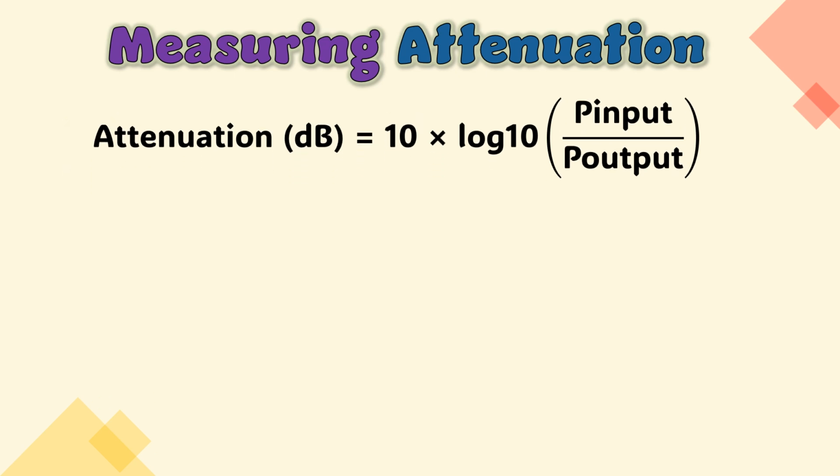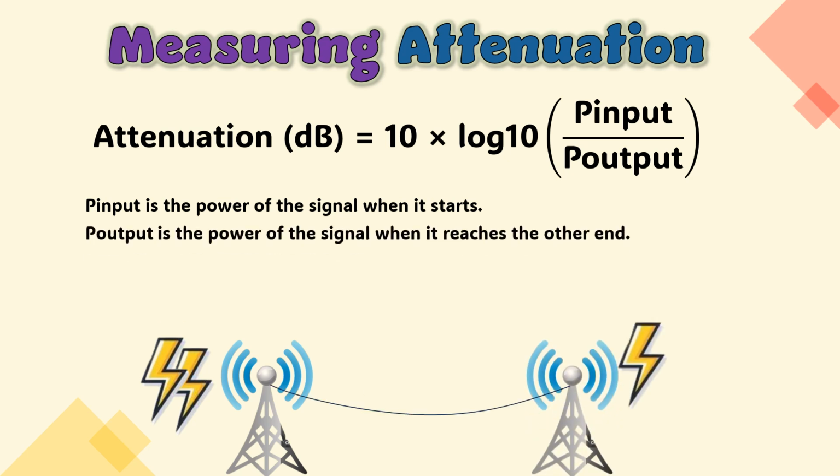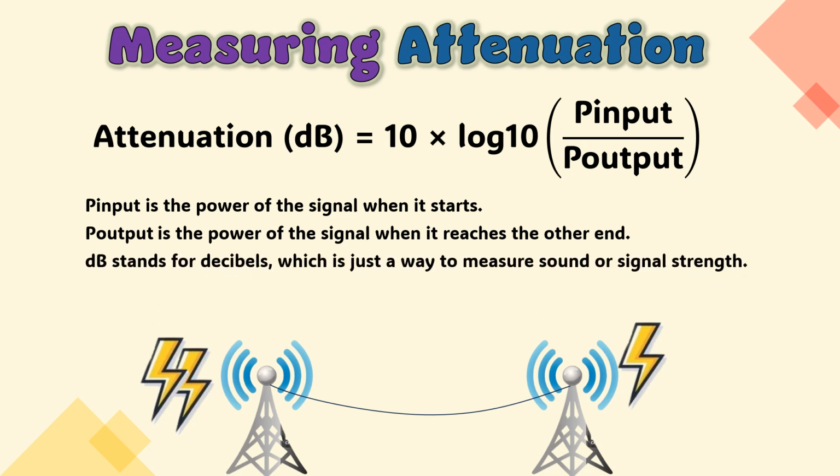Don't worry if it looks complicated. Let me break it down for you. Input is the power of the signal when it starts. Output is the power of the signal when it reaches the other end. dB stands for decibels, which is just a way to measure sound or signal strength. So, this formula tells us how much power the signal has lost between the start and the end.